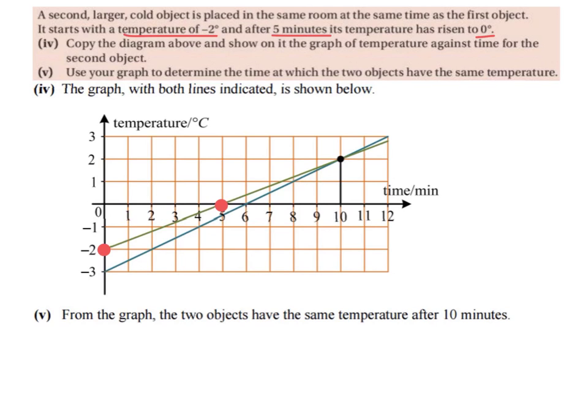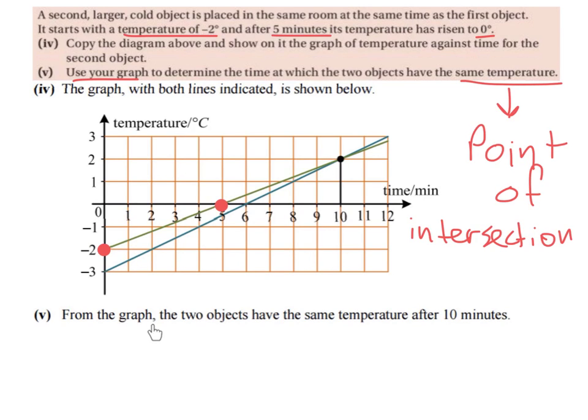So part 5, use your graph to determine the time at which the two objects have the same temperature. Use your graph means we literally have to draw on our graph and use the graph. We're interested where the two objects have the same temperature. So basically we're interested in finding where the two graphs intersect, the point of intersection.